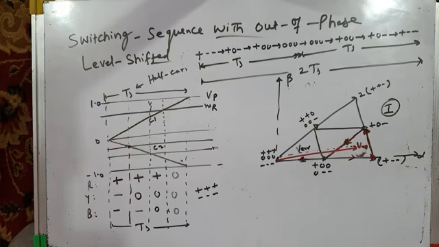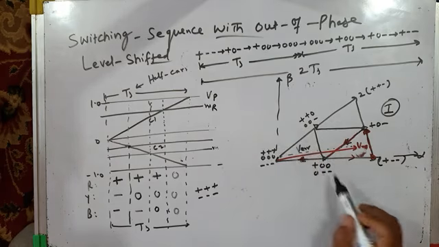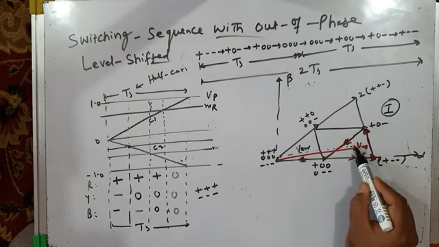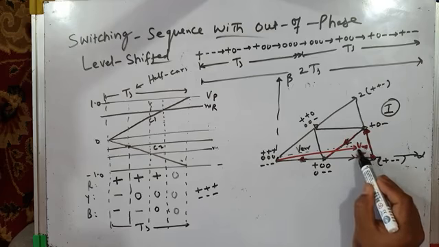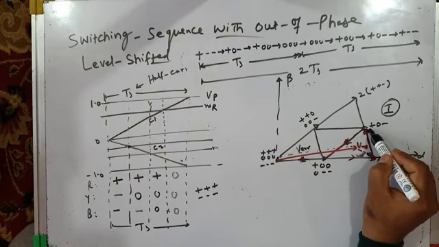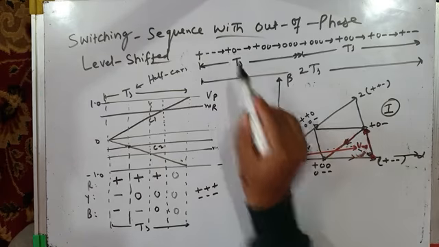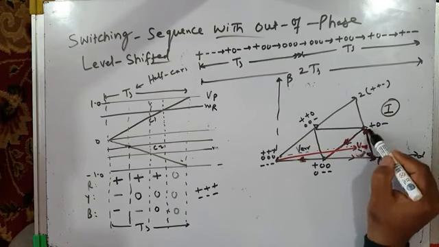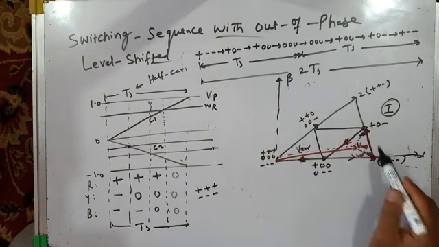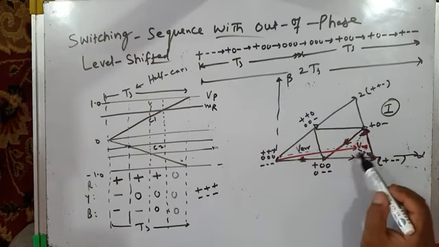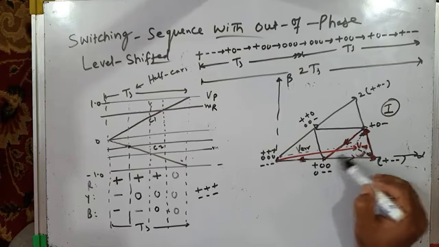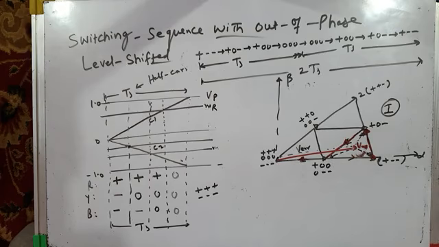ठीक? When plus minus minus is applied, plus minus minus ये है. This is your reference rotating vector and this is what you are applying. So ये error vector है. When this plus 0 minus is applied, plus 0 minus, this is what is desired and this is what you are applying. ये error voltage vector है. And then, okay, plus 0 0, plus 0 0 ये है. This is what you desire, and this is what you are applying. ये error voltage vector है.